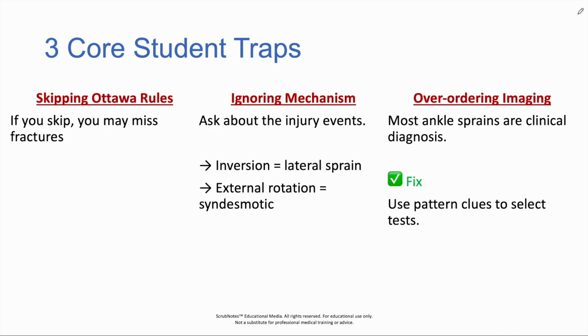Before we finish, here are 3 common mistakes students make and how you can avoid them. First, skipping the Ottawa ankle rules. This can cause you to miss a fracture. Second, ignoring the mechanism of injury. Inversion injuries point towards a lateral sprain. External rotation suggests syndesmotic injury. And then third mistake is over-ordering imaging. Most ankle sprains are clinical diagnoses, so use pattern recognition to guide your testing.